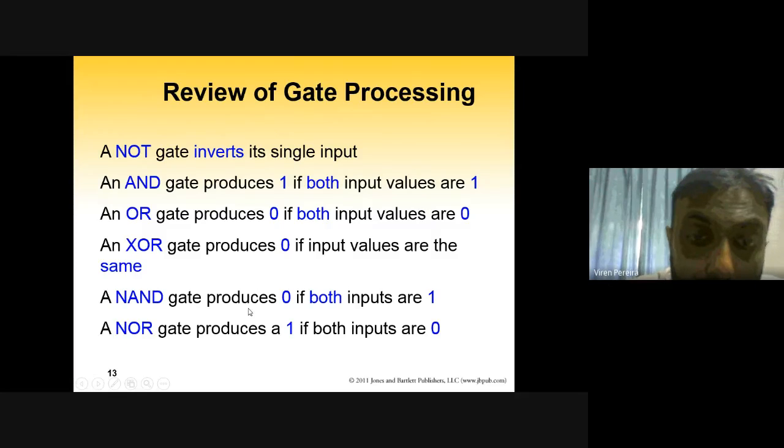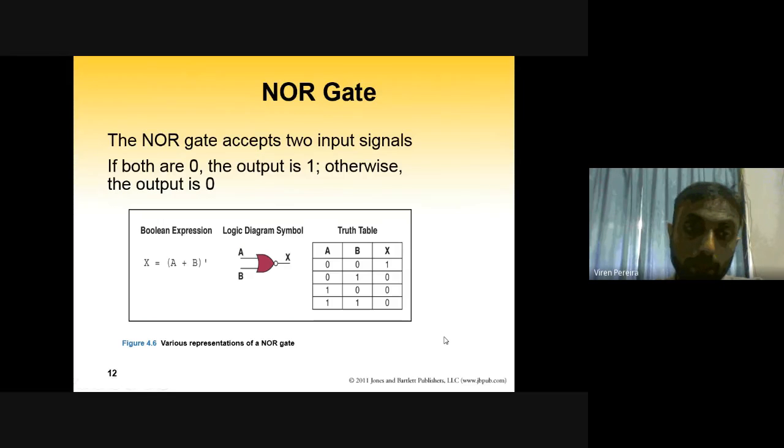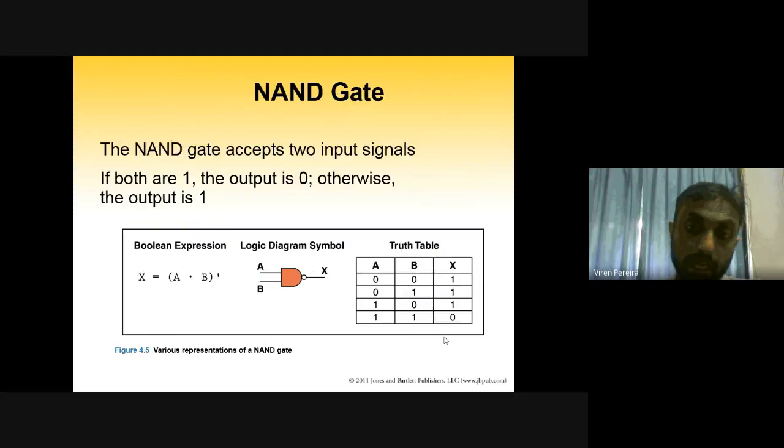A NAND gate produces 0 if both inputs are 1. A NOR gate produces a 1 if both inputs are 0. So as we saw in the truth table, we can see here for the NOR gate and the NAND gate.